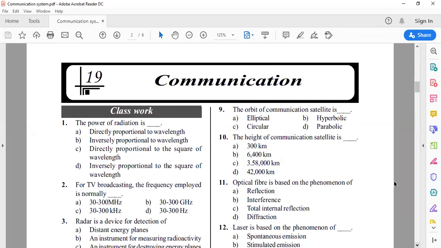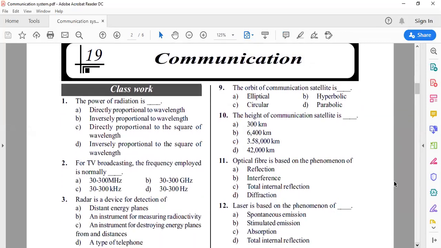So first question, the power of radiation is. There are four options. You have to find out the relation between power of radiation and the wavelength. So we know that this power is directly proportional to L upon lambda square. L upon lambda square means what? L is the length of the antenna and lambda is the wavelength.